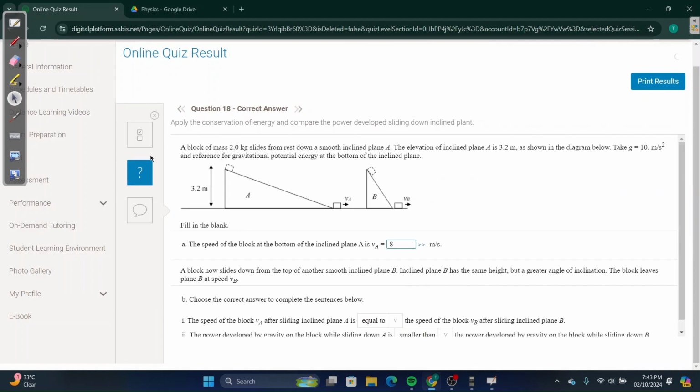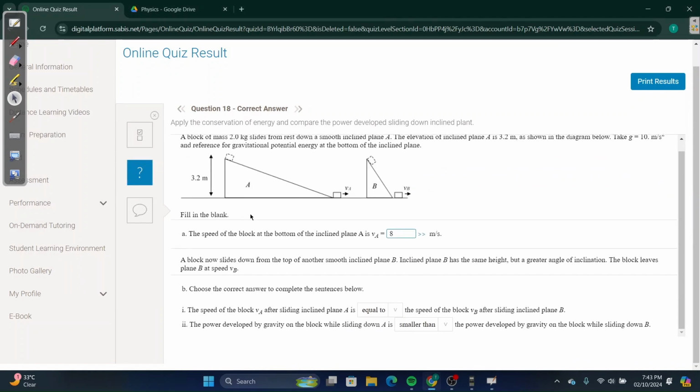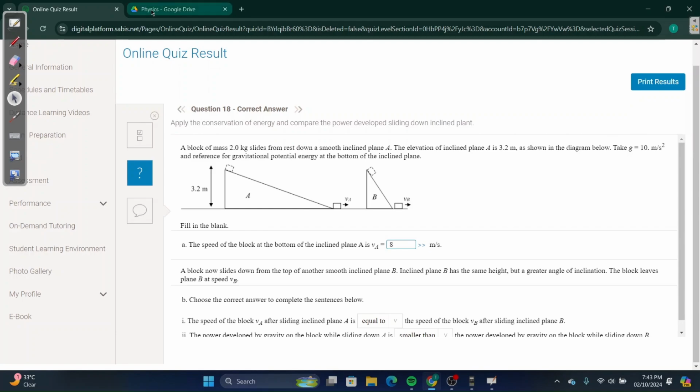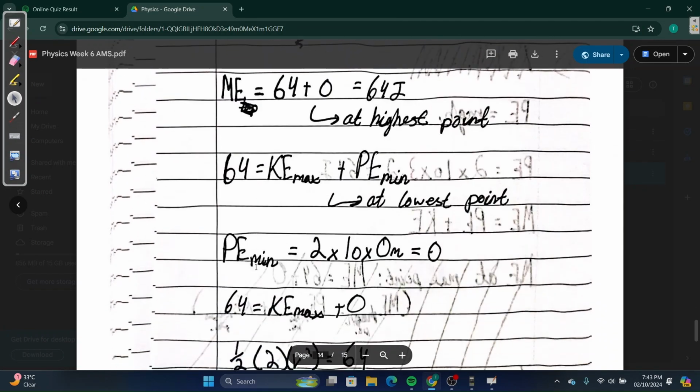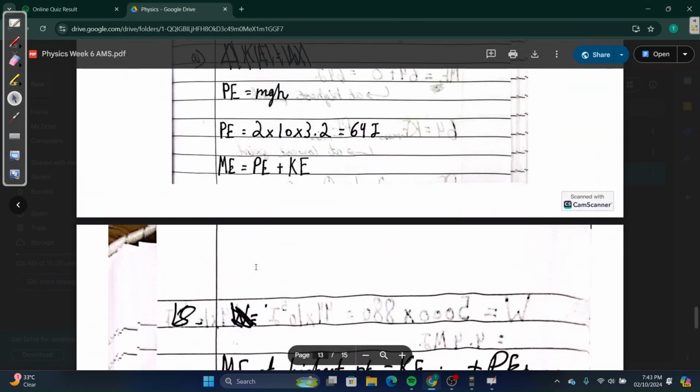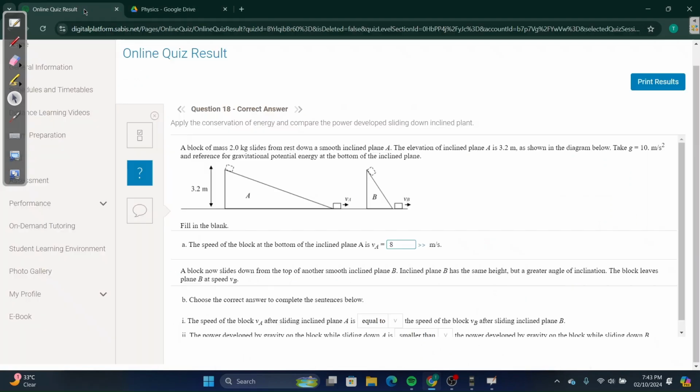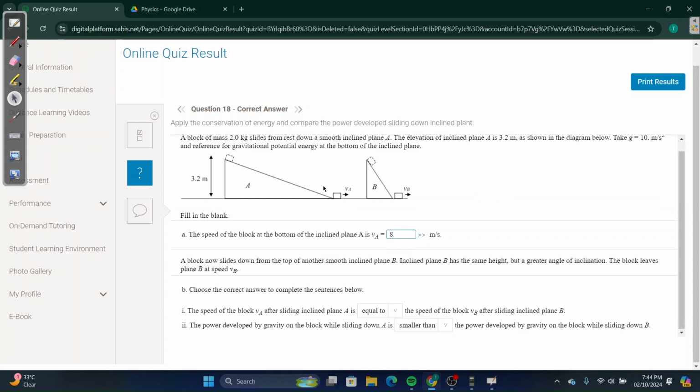Question 18. A car is moving at a... Okay, this is that only question. Basically, this one's gonna take a while to solve. This is an application of like 3 laws at once. So potential energy, here, a block of mass 2 kilos slides from rest down a smooth inclined plane. The elevation of the inclined plane is 3.2 meters, as shown in the diagram below. Take 10 meters per second squared for gravity, and the gravitational potential energy at the bottom of the inclined plane as the reference.